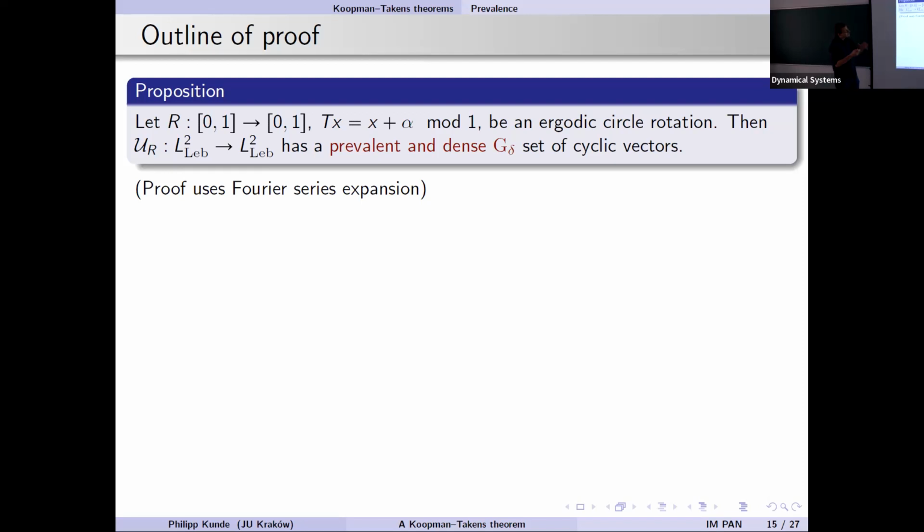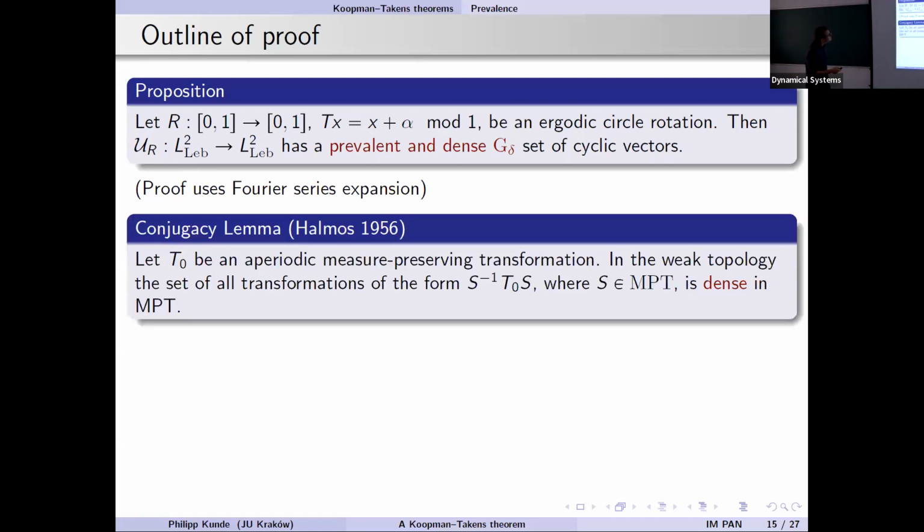And for that one, we have a hands-on approach based on Fourier expansion and so on, and could check that this irrational rotation, independent of the rotation number, so we didn't use any further properties of the rotation number besides irrationality, has a prevalent and dense G delta set of cyclic vectors. And then Halmos' conjugacy lemma says that if you have an aperiodic measure preserving transformation, then in the weak topology, the set of transformations that are conjugate to that given aperiodic transformation T0 is dense in MPT. So we apply the conjugacy lemma and get a dense collection of those transformations.